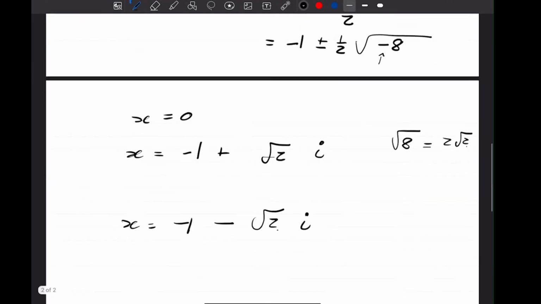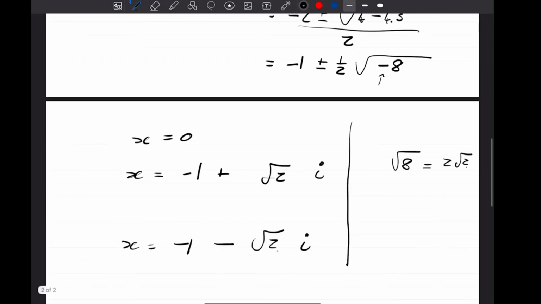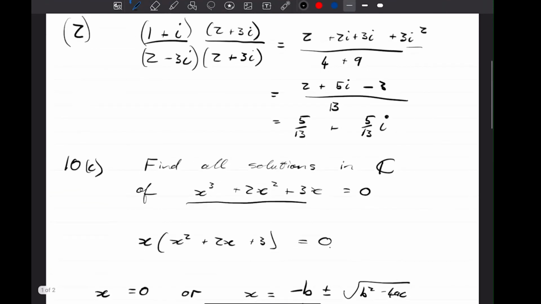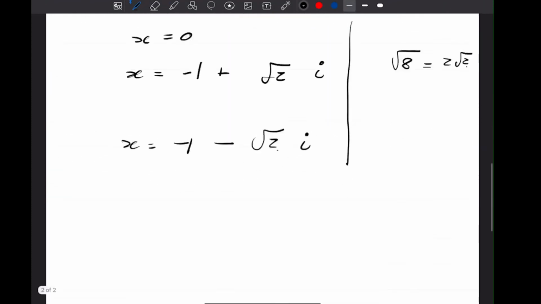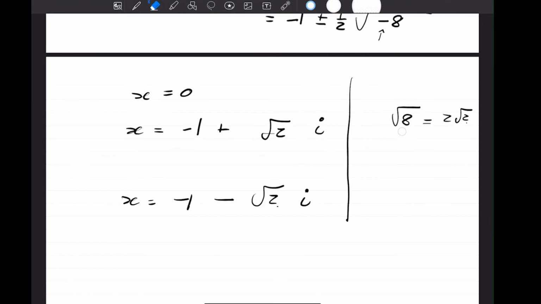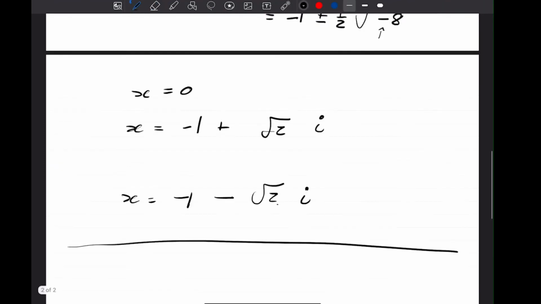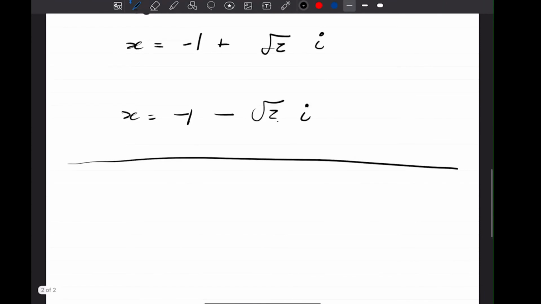And you can check that you've found your solutions correctly. You can use a computer, substitute them into the left side, and check that you get what is on the right. You can also do it by hand. Okay, so that is it for number 10C, where we've solved this cubic polynomial equation. Okay, I will see you in the next one.